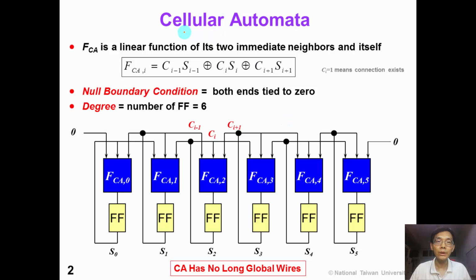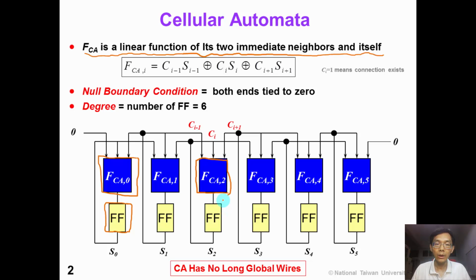This figure shows an example of cellular automata. In this figure, each square represents a flip-flop, and the blue square represents a linear function, FCA. FCA is a linear function of its two immediate neighbors and itself. Take the middle FCA for example.